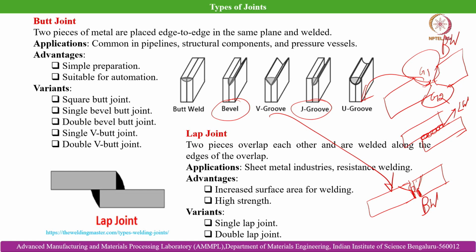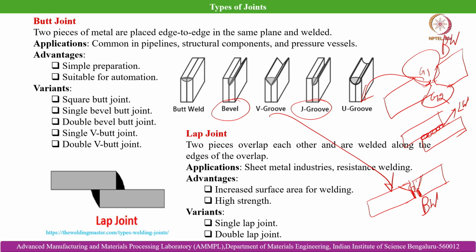Now coming to the lap joint, in this case the two metal pieces overlap along the surface and are welded along the edges of the overlap. Then we call it a lap joint. Applications: sheet metal industries and resistance welding. The advantages are increased surface area for welding and high strength. Variants are single lap joint and double lap joint.